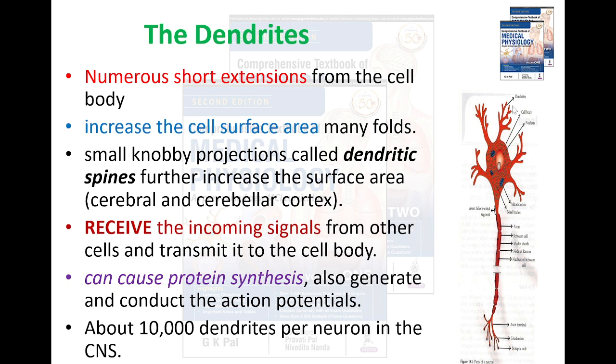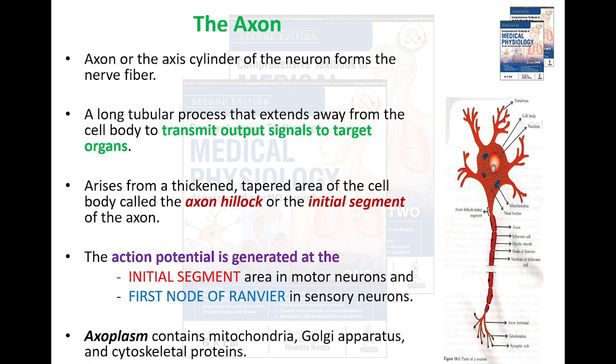Then coming to the dendrites, they are numerous short extensions from the cell body. Here you can see this is a dendrite, and these are the dendrites. They increase the cell surface area. The small knobby projections called dendritic spines further increase the surface area, as in the cerebellum and cerebral cortex. They receive the incoming signals from other cells and transmit them to the cell body. They can cause protein synthesis, and generate and conduct the action potential. About 10,000 dendrites per neuron are present in the CNS.